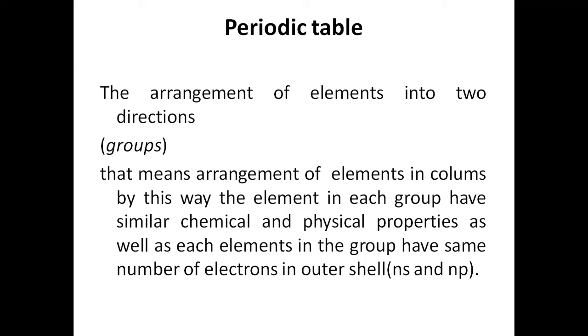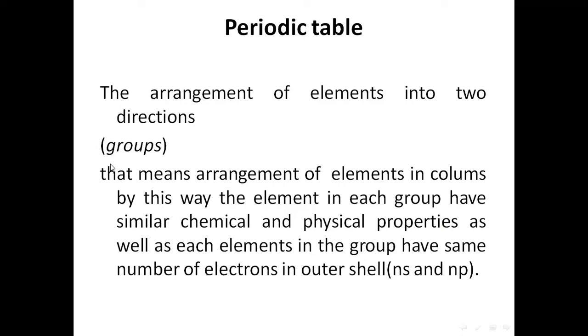Groups mean the arrangement of elements in columns. By this way, the elements in each group have similar chemical and physical properties, as well as the same number of electrons in the outer shell.